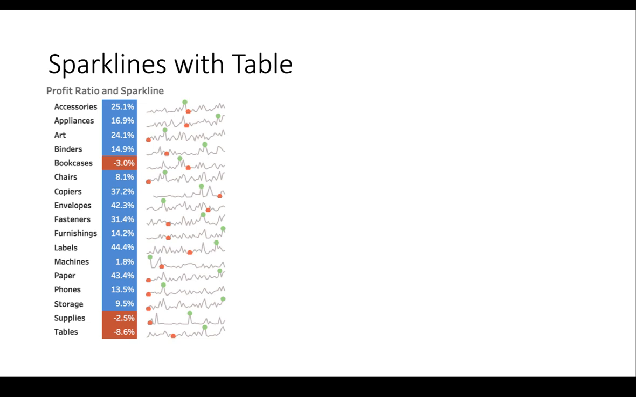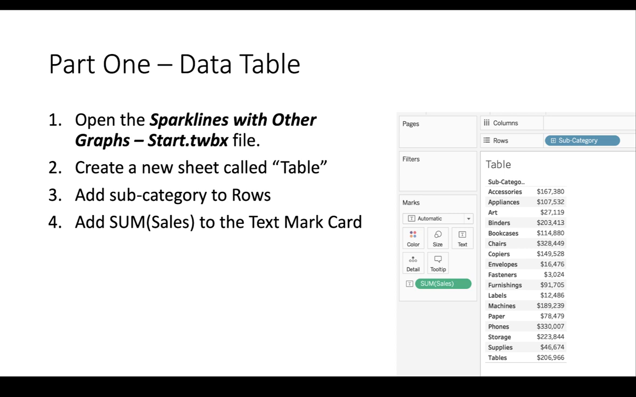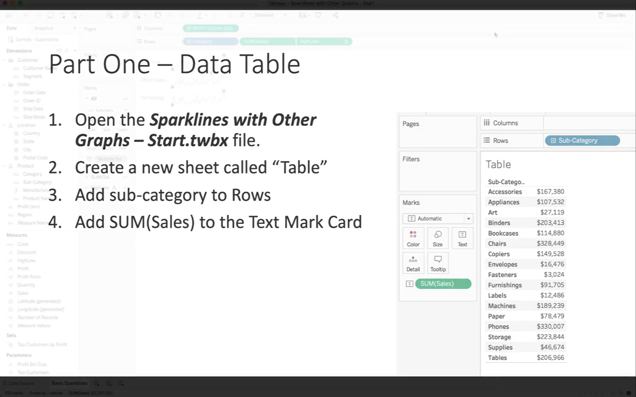All right. So what I'd like you to do is go ahead and open up the sparklines with other graphs file. And you'll notice that there's a sheet in there that should be familiar if you've done the previous sparklines video. In fact, it is the sheet from the previous sparklines video. But what we're going to do is create a new sheet, and we're going to make a table that looks like this that has subcategory on the rows and the sum of sales in the text mark card. All right, I will do that now.